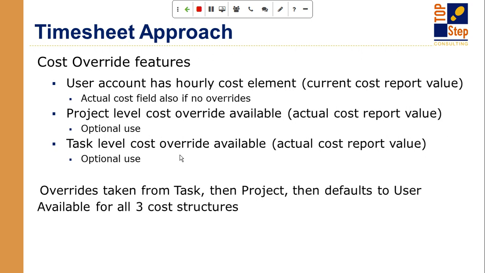And these overrides are all available for all three levels of cost. If you weren't aware of it, you can actually track more than one cost level on a user. You can do up to three, and the overrides are available to all three levels as well.